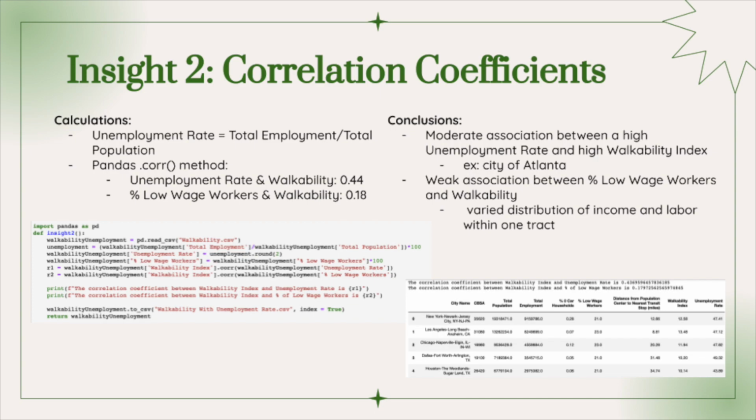For our correlation calculations, we wanted to use the variables unemployment rate and percent low-wage workers. We calculated the unemployment rate for each CBSA tract by taking the total employment column values and dividing them by the total population column values. From there, we used the .corr method to find the R values.